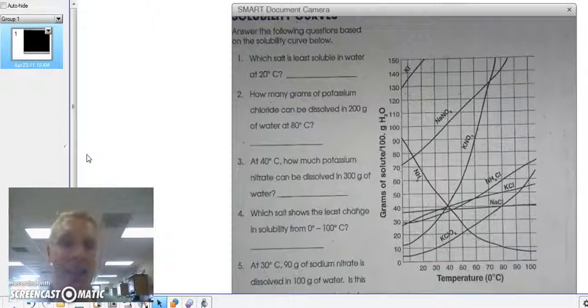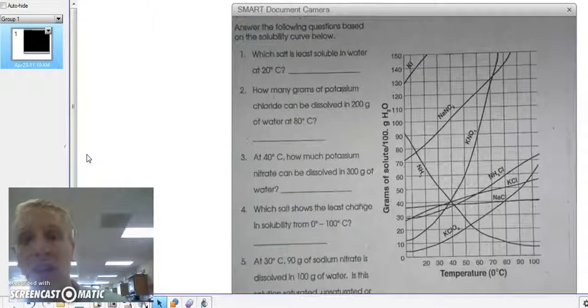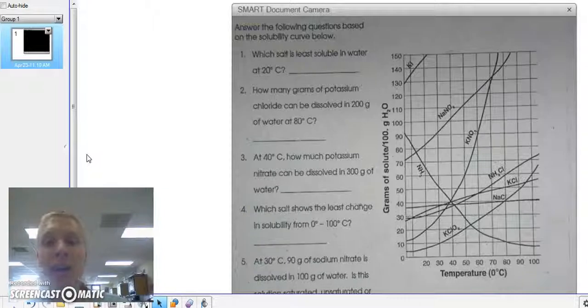It's kind of like taking Kool-Aid and dissolving sugar in it. That sugar is going to dissolve a lot quicker, and you're going to be able to dissolve a lot more sugar in that if you have hot water as opposed to cold water.